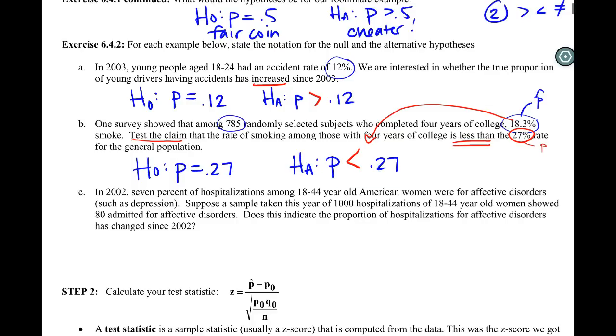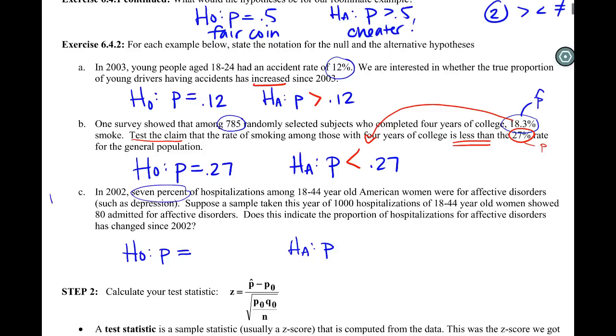Okay. Our last one here, we know where it's going to start. We're just going to have H naught is P is equal to something. HA, our alternative, is going to be P and that same something. In this particular example, in 2002, we see 7% of hospitalizations were for affective disorders. And then we have a sample taken this year of 1,000 hospitalizations, shows that 80 were for affective disorders.